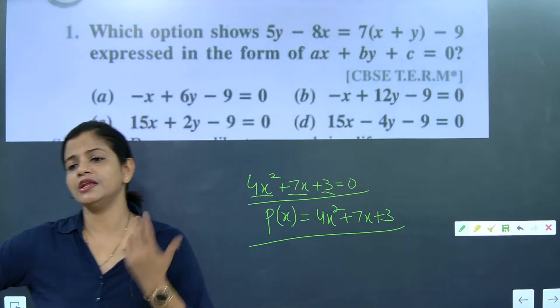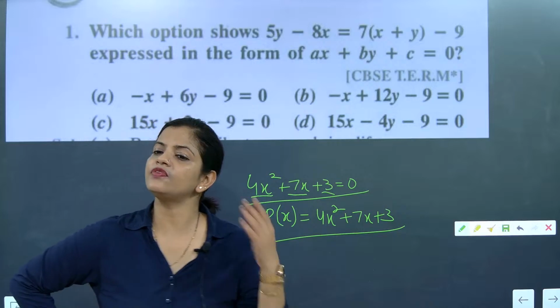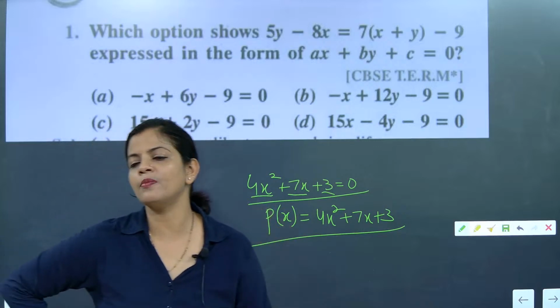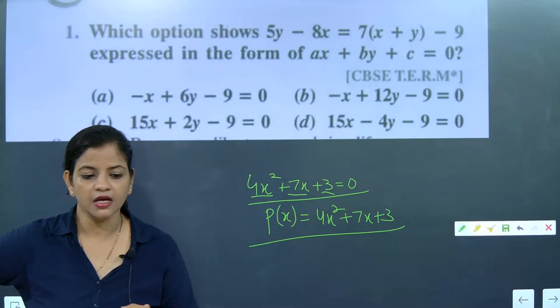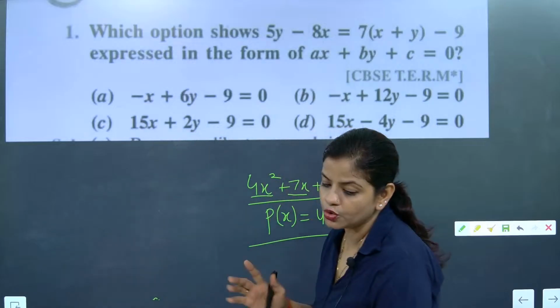So usually a linear equation can be represented with x and y variables. So it will have how many terms? 3. Check here. It can have 3 or 2 terms. Understood?